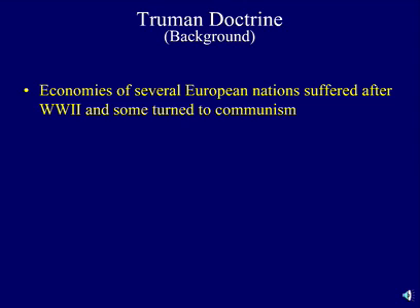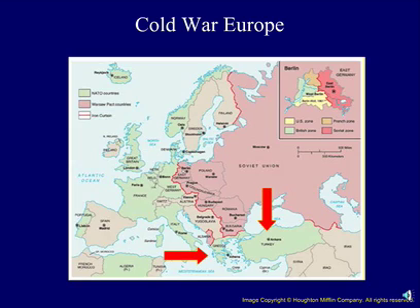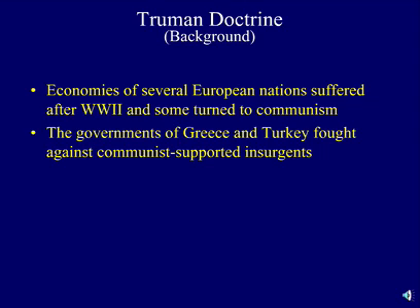Following World War II, the economies of several European nations floundered, and some turned to communism as a possible alternative. This was particularly true in Greece and Turkey, as they were fighting against communist-supported insurgents in their countries. The fear was that if Greece and Turkey fell, it would open the door to the expansion of communism into Western Europe and the Middle East. Truman decided to act quickly, and he asked for support when he addressed a joint session of Congress in March of 1947.